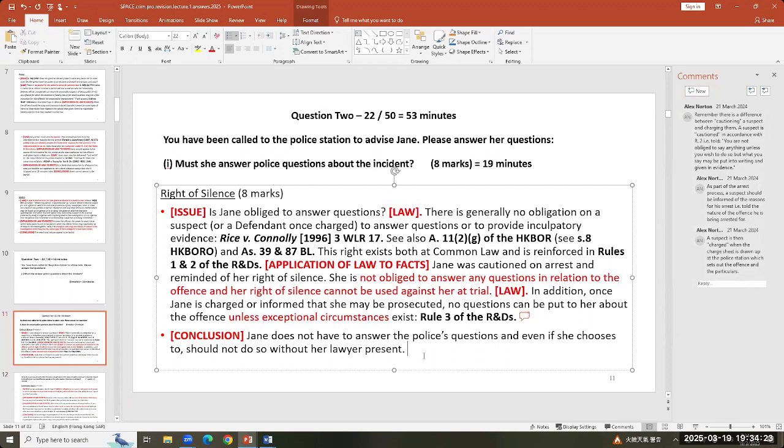Now, there are other things that we could have said generally about the right of silence, right? Because the right of silence extends not just to answering questions from the police, but also there's no obligation on her to testify at trial. But I didn't go into that here because the question is asking about, does she have to answer police questions about the incident? So it's clearly directed to this pre-trial right of silence, not about whether she exercises that right at trial, okay, not about whether if she doesn't testify at court, how the judge should direct the jury. Okay, we're just talking about answering police questions.